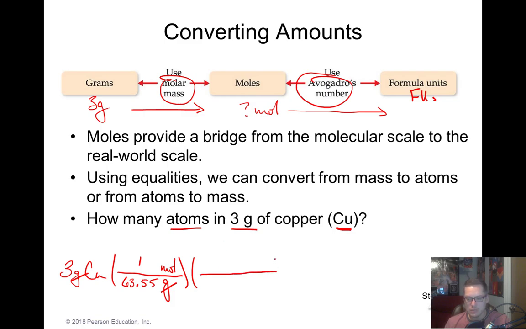So now I'm going to put moles in the bottom, and I'm going to formula units, which are atoms. For every 1 mole, there's 6.02 times 10 to the 23rd atoms. So I simply take 3 divided by 63.55 times 6.02 times 10 to the 23rd, and I get 2.841856806 times 10 to the 22nd. This has 1 sig fig, so it becomes 3 times 10 to the 22nd atoms. So that's that. Pretty easy.